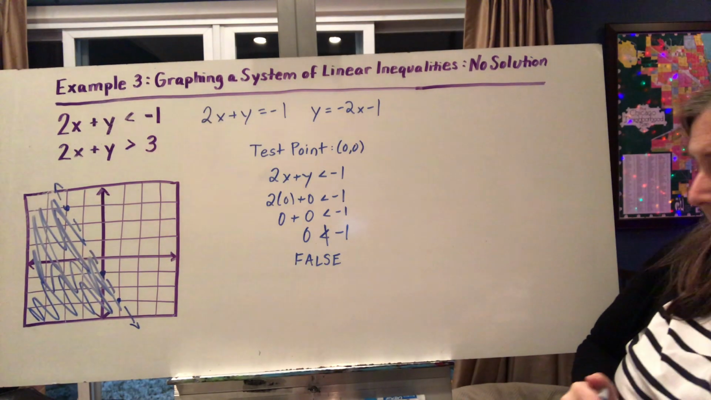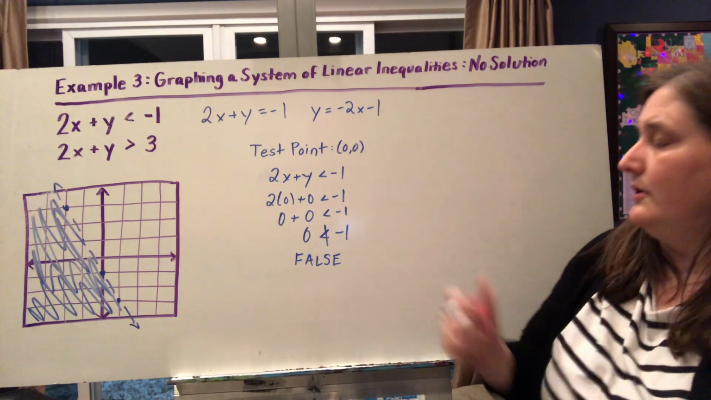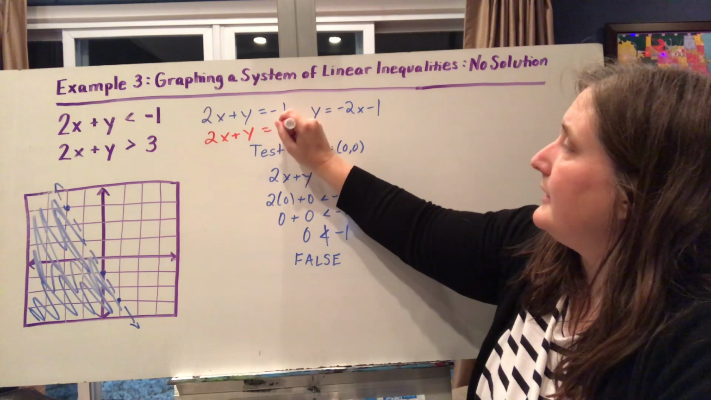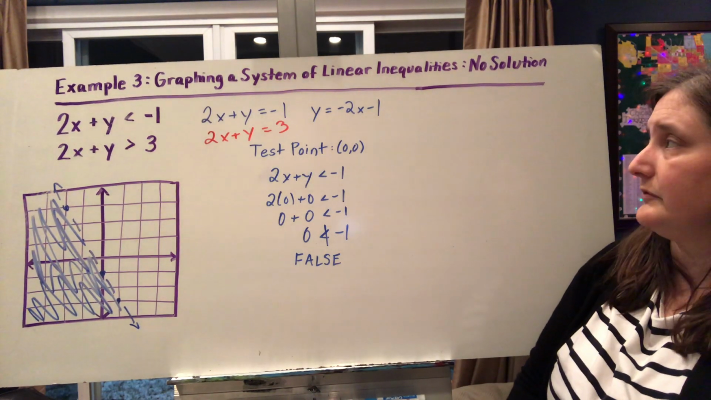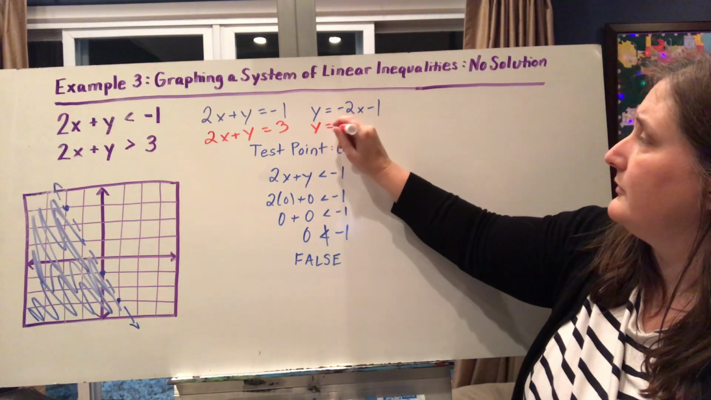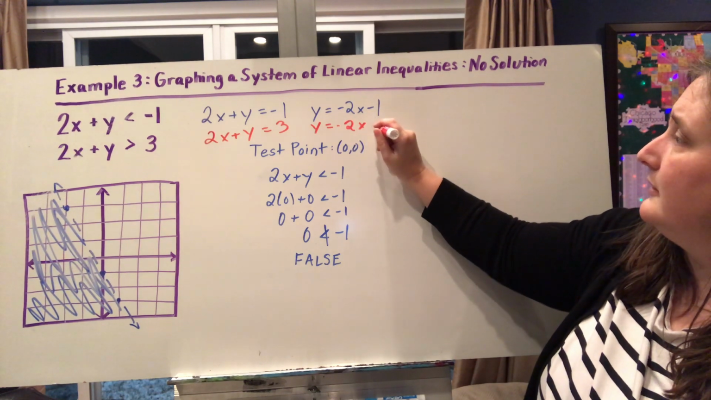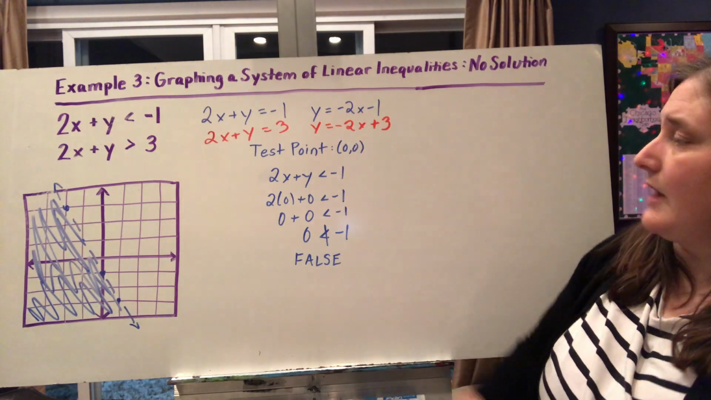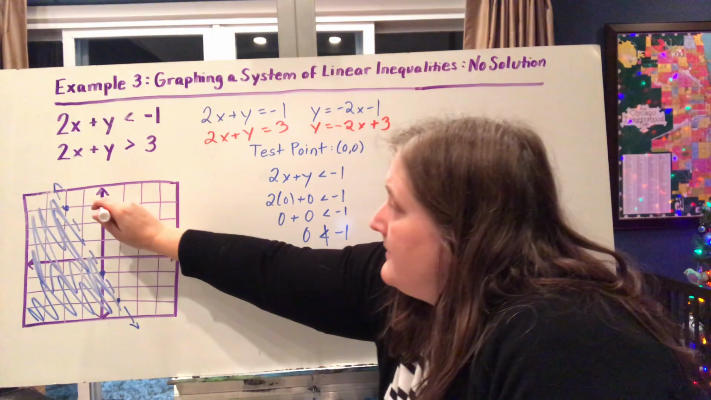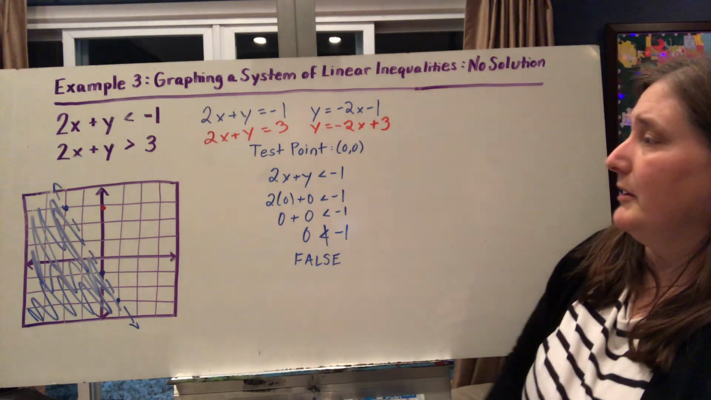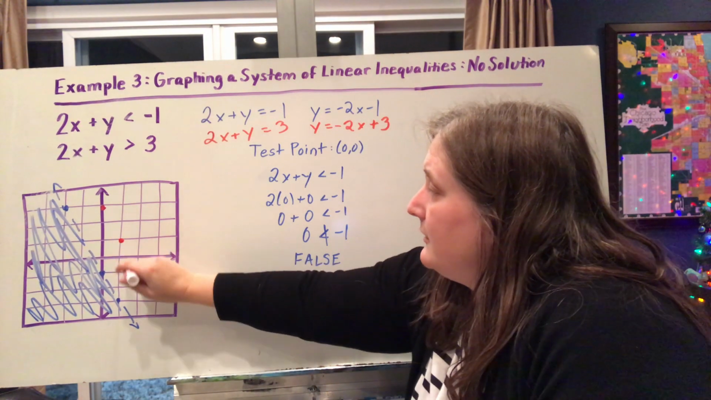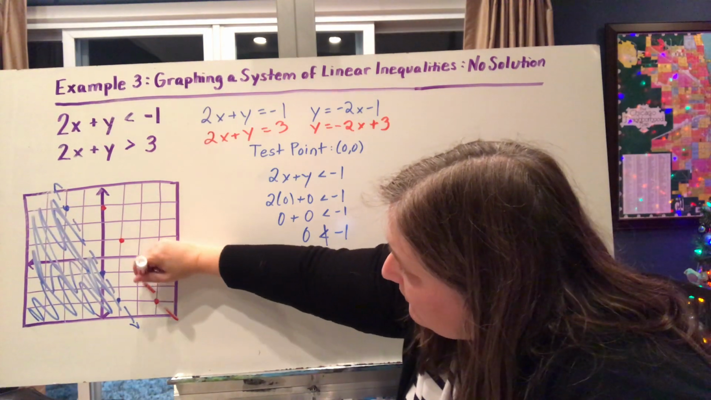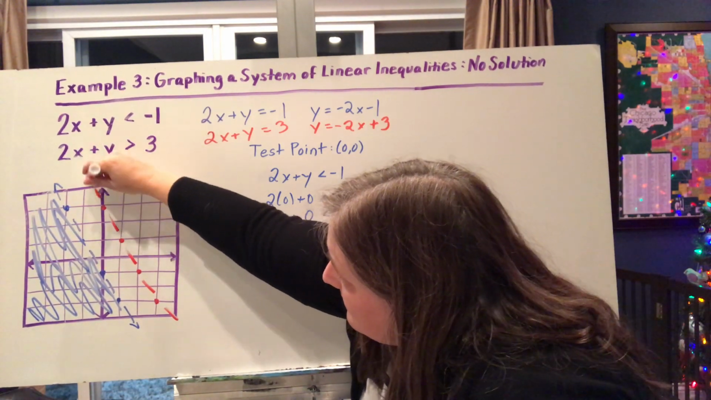My second line was 2x plus y equals 3. If I want to write it in y equals mx plus b form, this is going to be y equals -2x plus 3. So I've got a y-intercept at 3 and a slope of -2. So down 2 over 1, down 2 over 1, down 2 over 1. And it's once again going to be a dashed line.